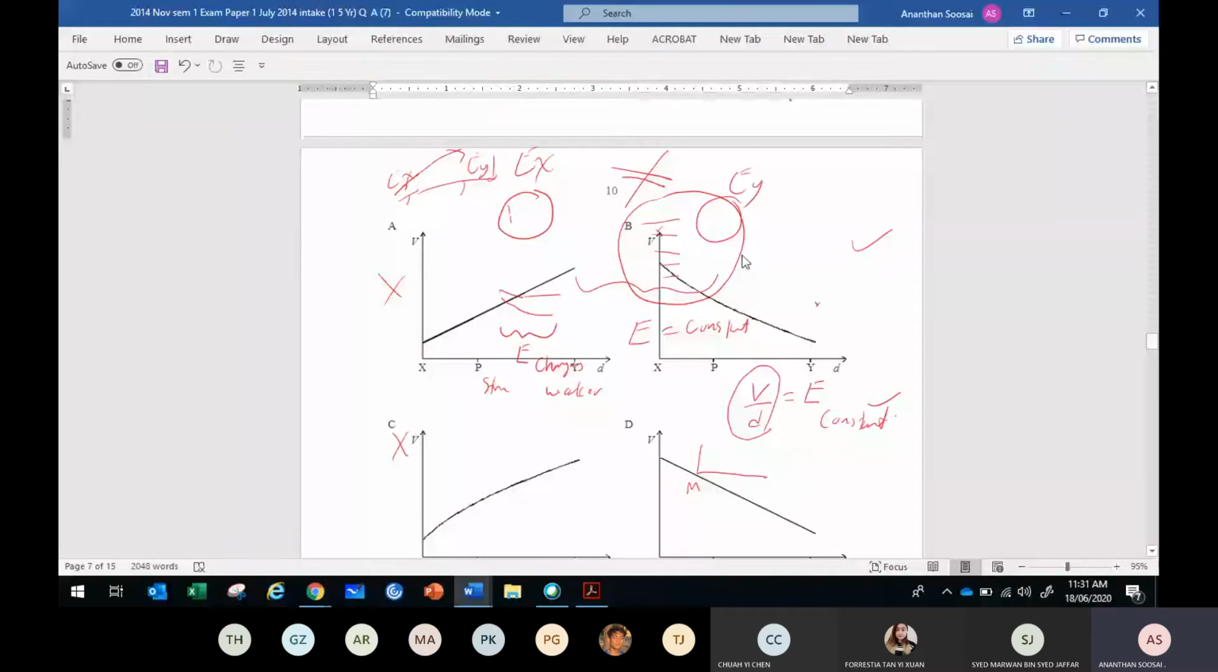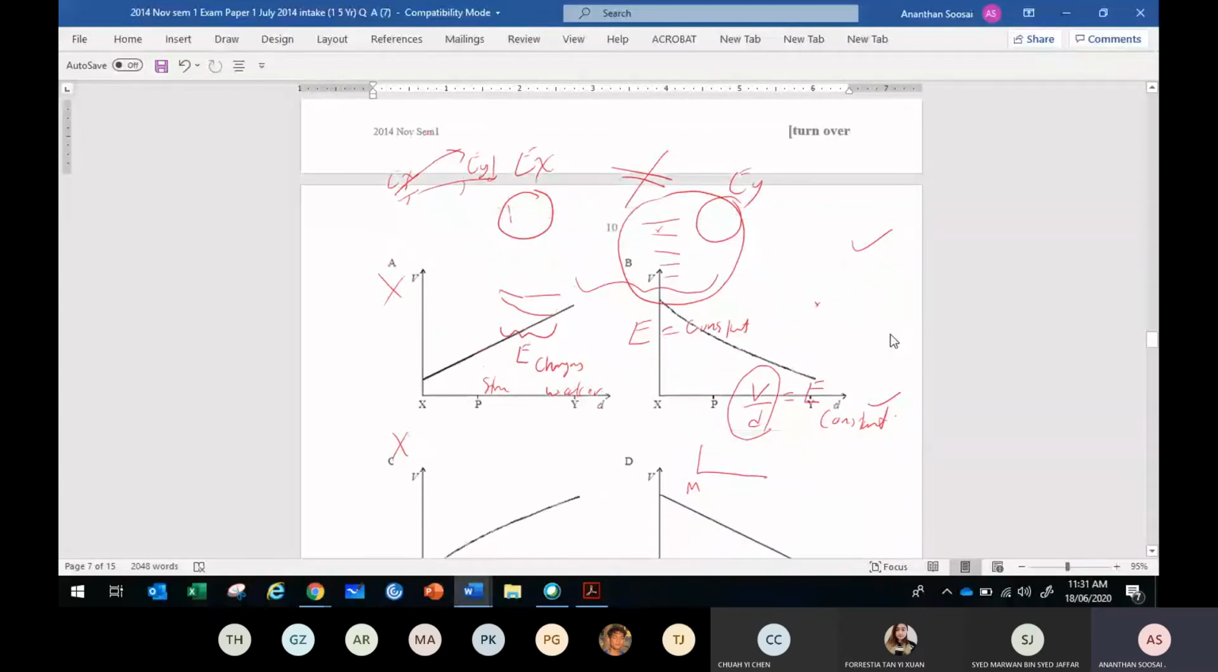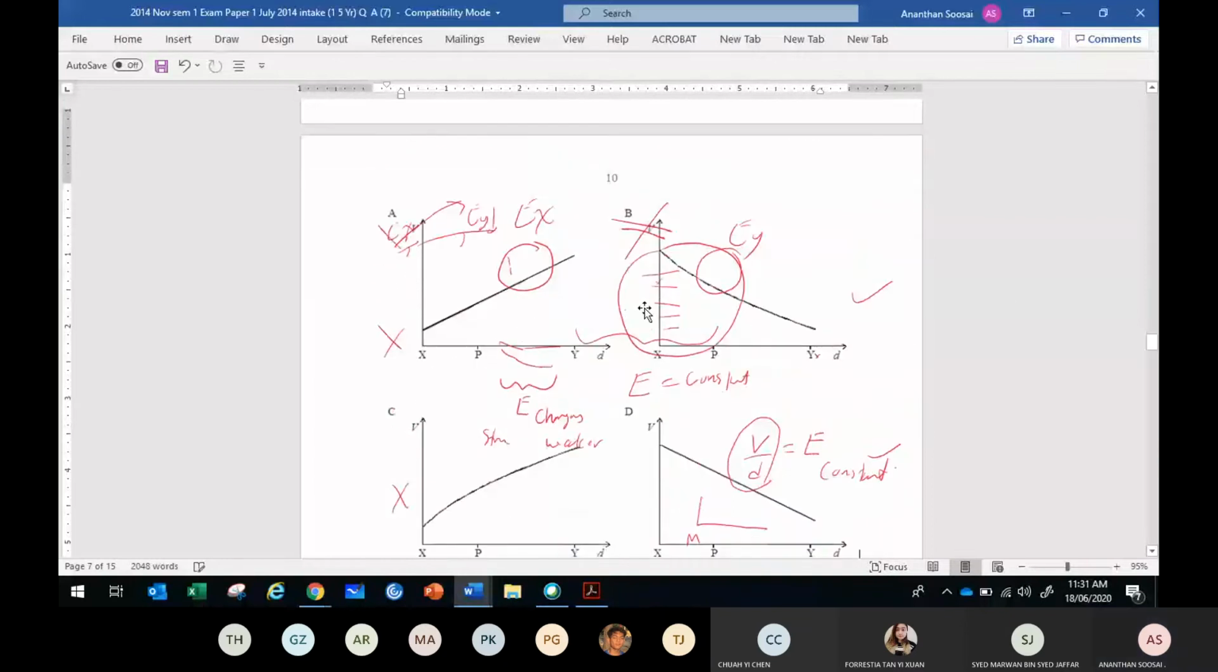It should be B because the gradient should change. At the beginning, the gradient is greater. Later, the gradient becomes constant. So the field at the beginning is stronger, and later the field becomes weaker. So the answer should be B. Ken? Yes, Ken, good. Okay, any other question?